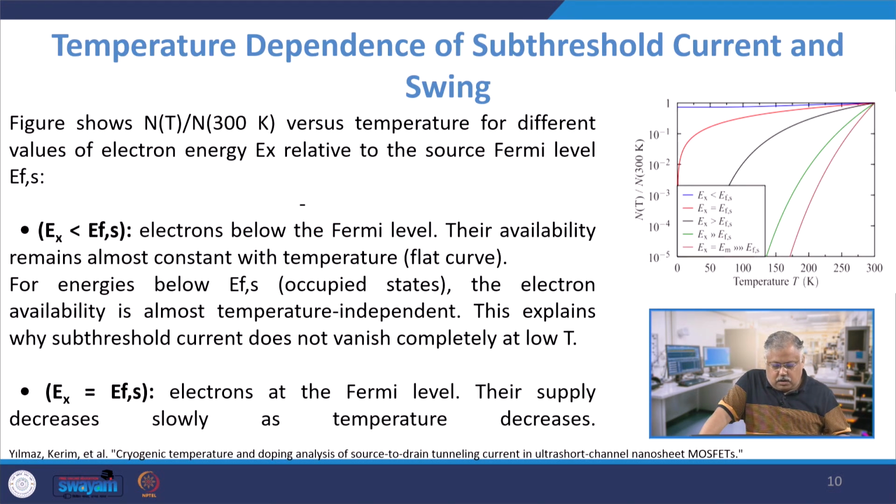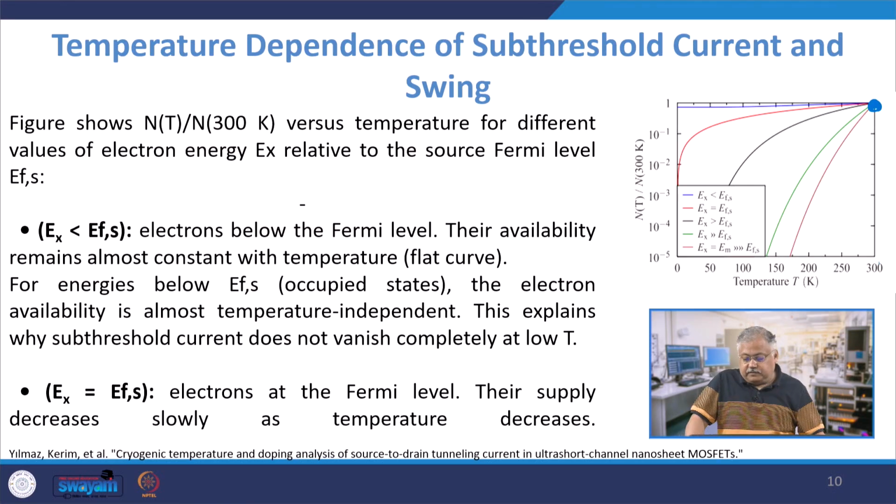Now, this figure on the right-hand side shows the variation of N(T) with respect to N(300) with respect to temperature. As I discussed with you, at 300 Kelvin all of the curves merge to 1, and that is expected because N(T) is basically N(300) at 300 Kelvin, and therefore they will merge with each other.